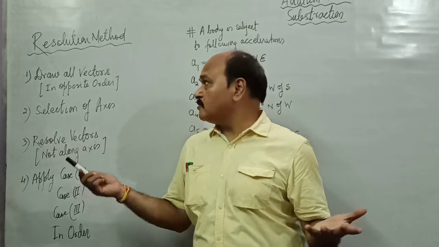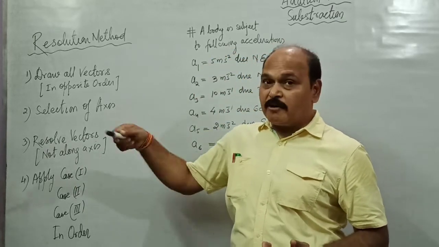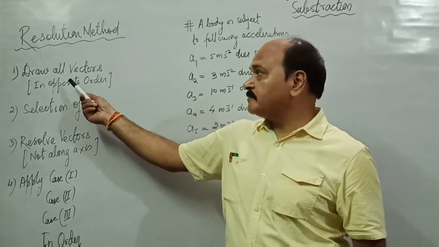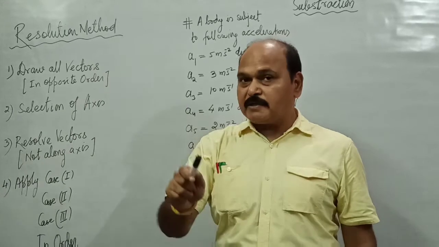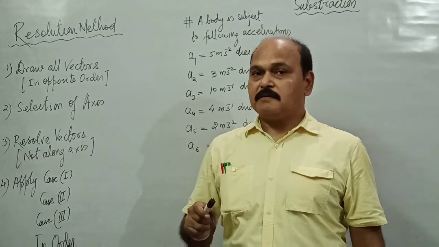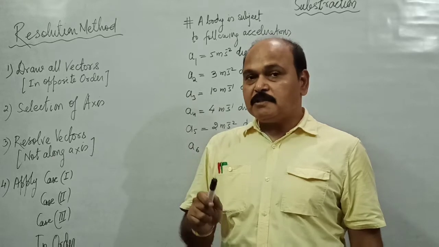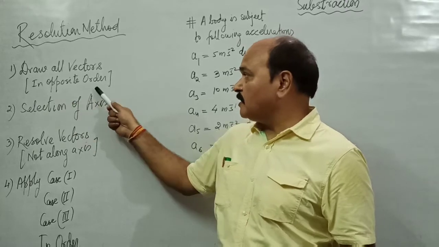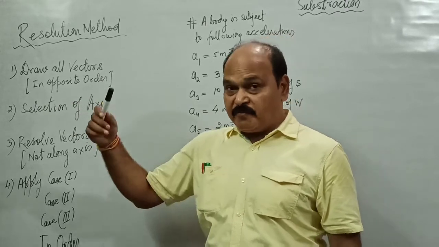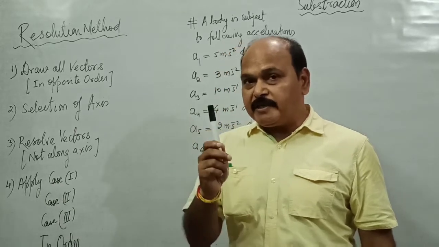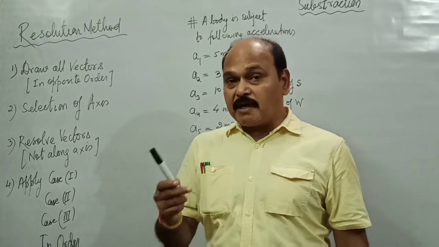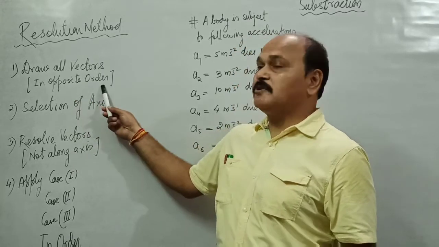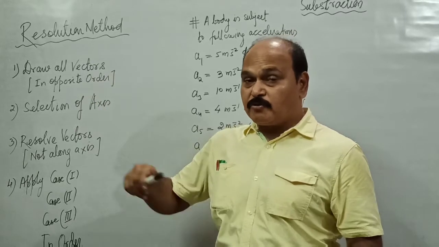So what do we do in the resolution method for finding out vector sum? There are 4 steps I have written here. Step number 1, we draw all vectors which are to be added, and try to make all the vectors in opposite order. When we make vectors in opposite order, we are very clearly able to see the angle between them. So the very first step is we have to draw all vectors.